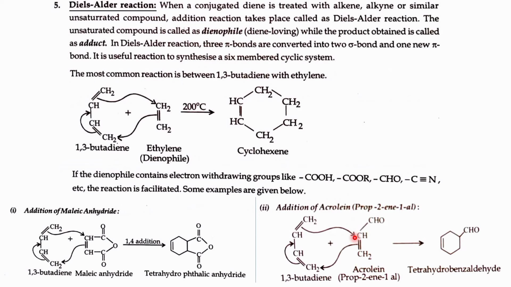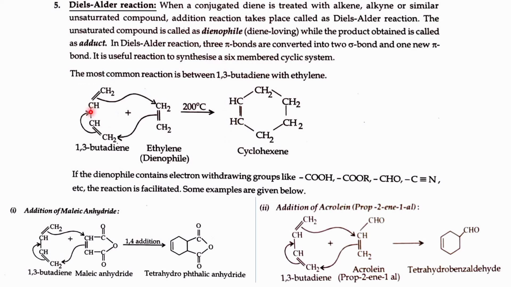Okay, so the next one is the Diels-Alder reaction. This is a very important name reaction. In this reaction, we have two types of compounds which are added: one is called a diene, which means we have two double bonds in it, and the other is a dienophile. This dienophile is a compound in which two carbons are there with a double bond. So this carbon adds at this carbon and this carbon adds at this carbon, and it forms a ring with one double bond.